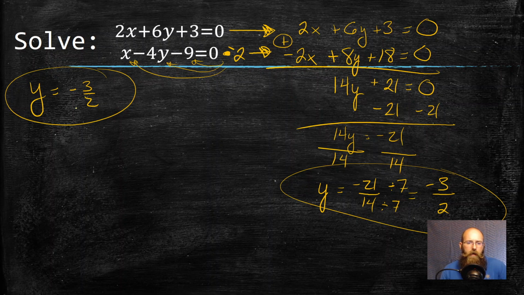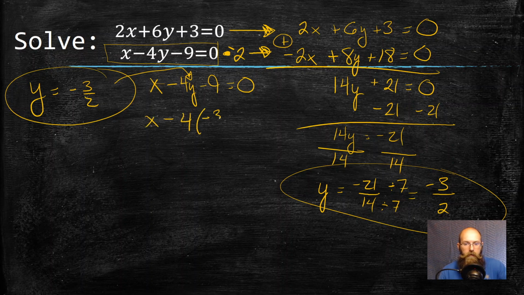So I need to still find my x. So that means I need to plug this in for y. Which equation do you want to choose? I'm choosing my second one again, only because the numbers in front of x and y are smaller. You could use either one of these, though. It doesn't matter. All right, so x minus 4y minus 9 equals 0. That's what I'm using. Plug this y in right there. So it's x minus 4 times negative 3 over 2. Then I still have to subtract my 9, just like normal.